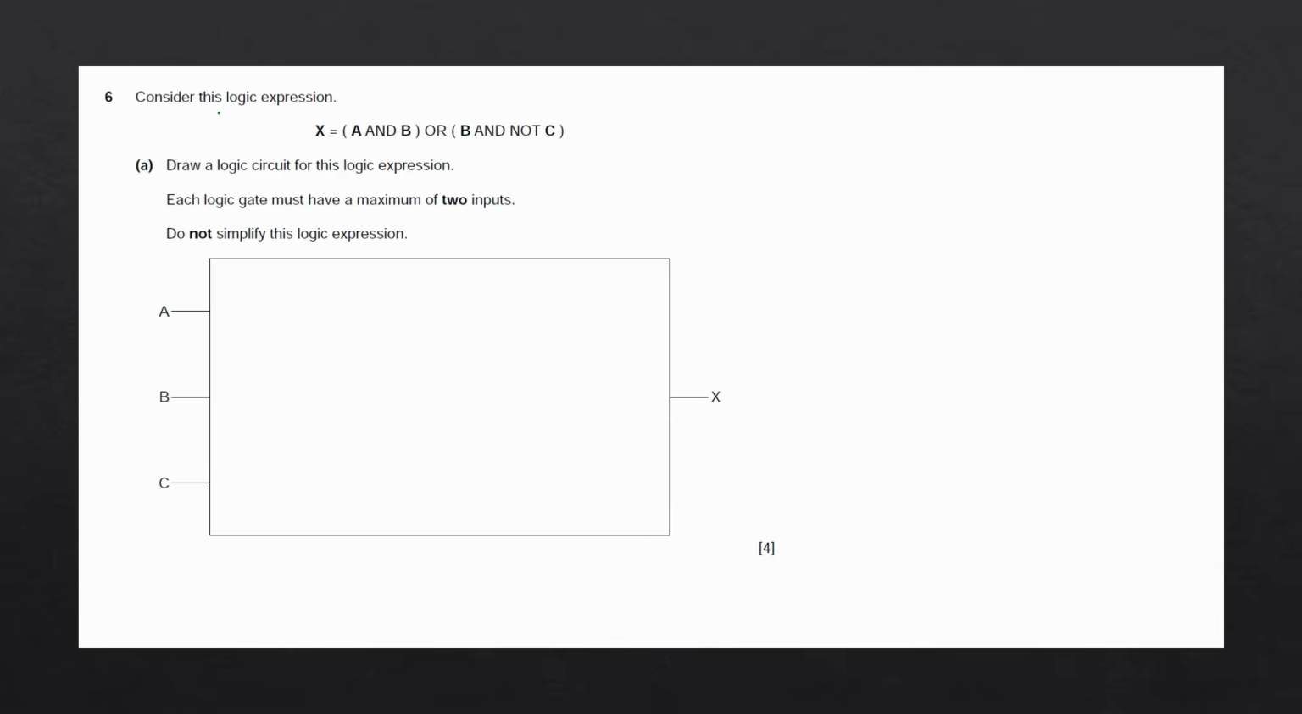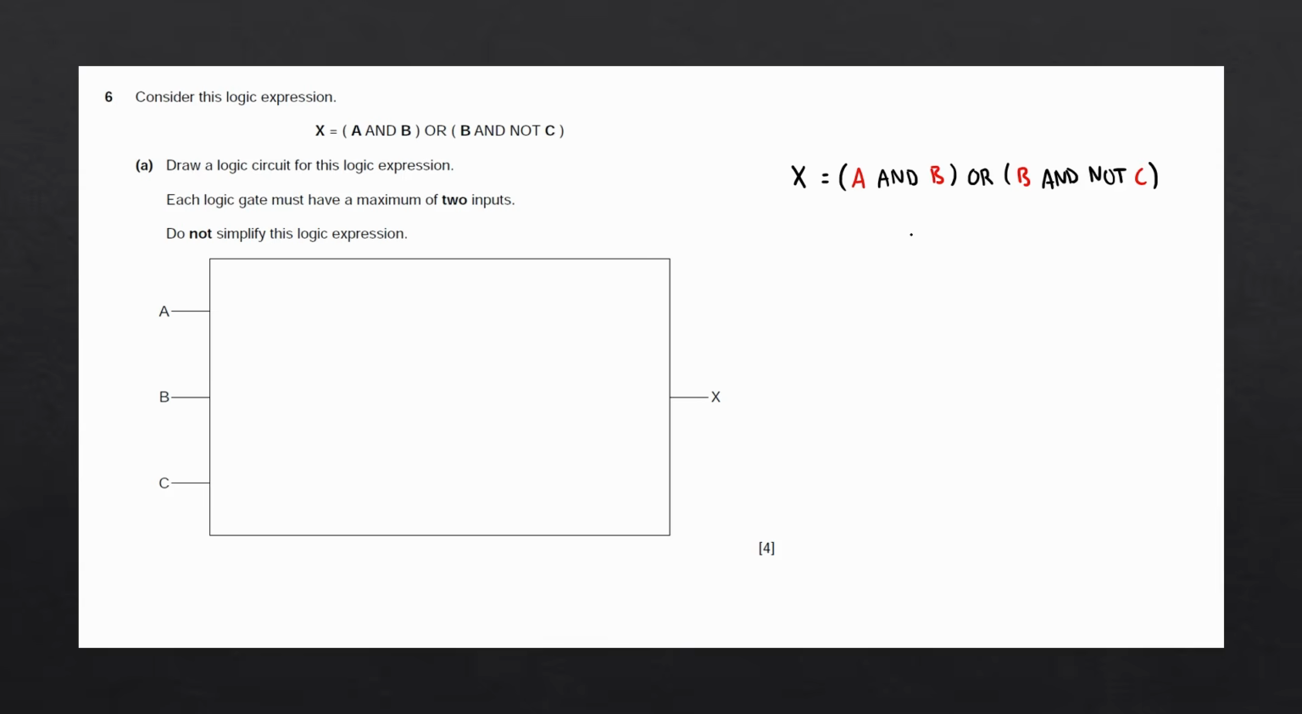Question 6 says, consider this logic expression, draw a logic circuit for this logic expression. Each logic gate must have a maximum of 2 inputs. Do not simplify the logic expression. Alright, let's go through the process of drawing a logic circuit given this logic expression. We'll rewrite the logic expression over here so that we can simplify it.